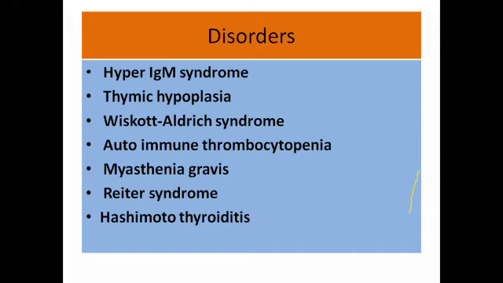And the next is Wiskott-Aldrich syndrome. It is one of the rare syndromes, an X-linked recessive disease. This syndrome is characterized by eczema, thrombocytopenia, which means low platelet counts, and immune deficiency, and we can also see blood in diarrhea.